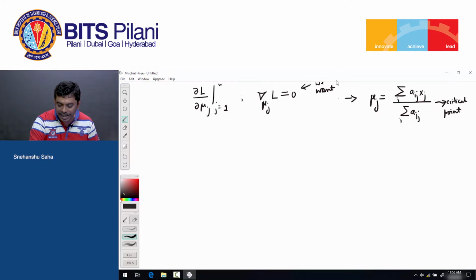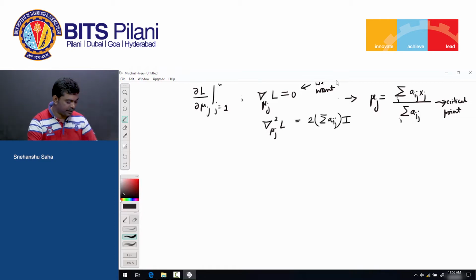The samples are weighted by their characteristic function. Now, if I compute this second derivative, assuming that this is the critical point, then the second derivative is nothing but a positive constant times the identity matrix. All right. Now, what does this mean? We know that these Aij's are 1s and 0s, so there is no way the second derivative can be negative. And so this is greater than 0.